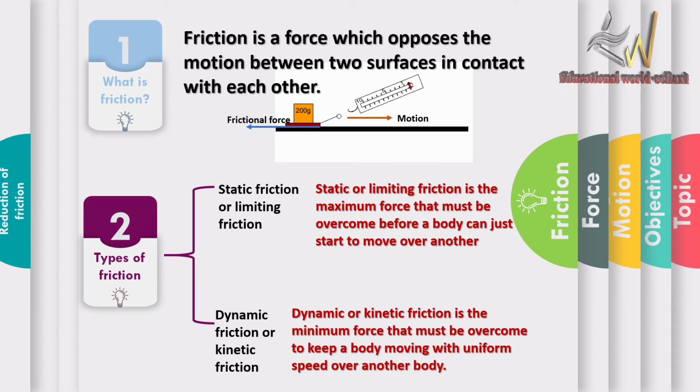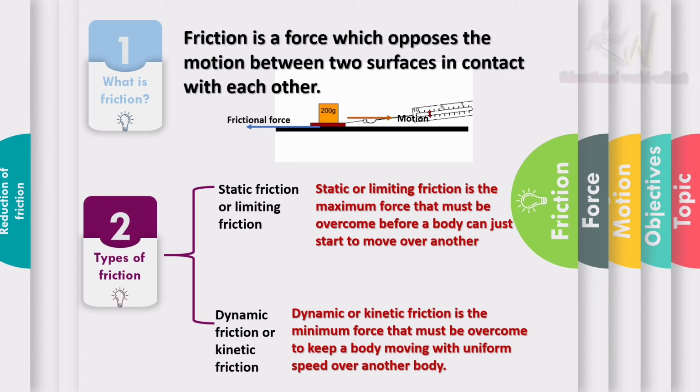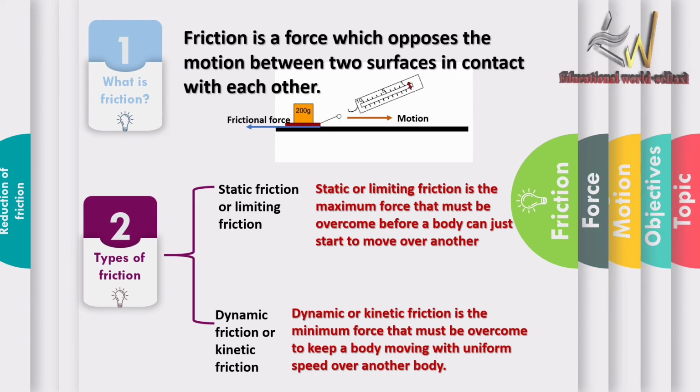That means that in static friction, this is the initial friction that must be overcome before a body starts to move, and it is higher in value than the dynamic or kinetic friction. In dynamic or kinetic friction, it is just the force that is required to keep a body moving. When a body is moving and you remove the force, the body stops. But to sustain that motion, the friction that must be overcome is the dynamic friction. But before a body starts to move, the frictional force that must be overcome is the static friction, and it is higher in value.